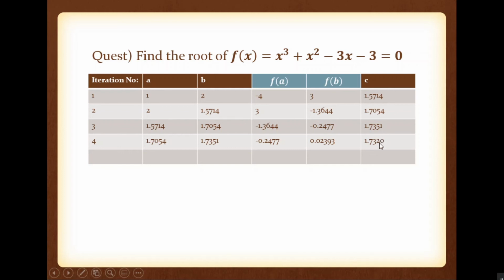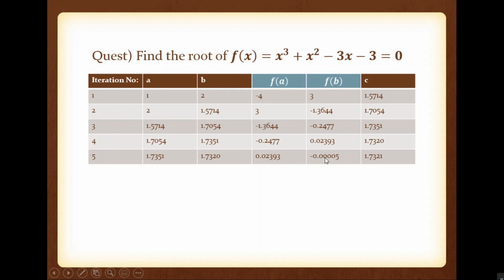So the previous value and the current value are not equal, a large difference is there, so we have to continue. I am going to show you the next iteration. In the fifth iteration, this B is taken as A. So A is equal to 1.7351. Then B is the previous C, that is 1.7320. You can see that f of A is equal to 0.02393.